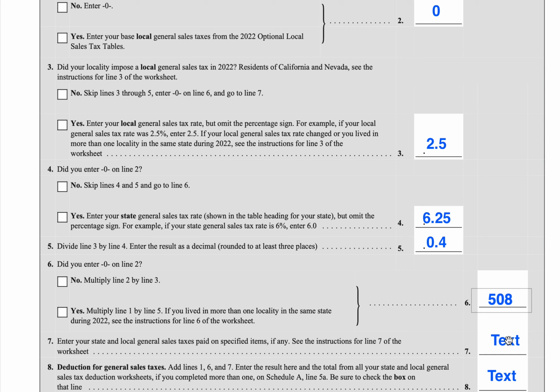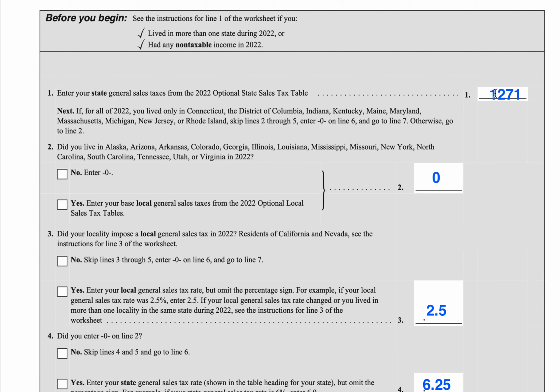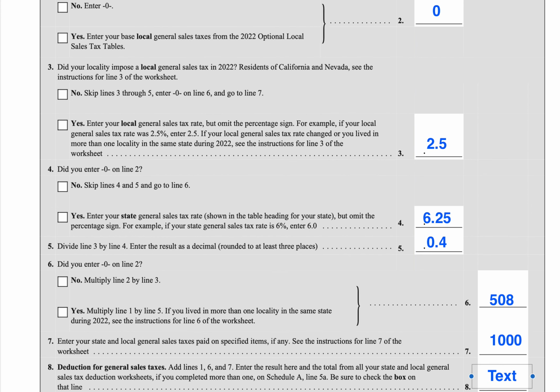So let's just say that John Doe paid an extra $1,000. Now we're going to add lines 1, 6, and 7, and we get a grand total of $27.79. Now, you can put this in your Schedule A, line 5A.